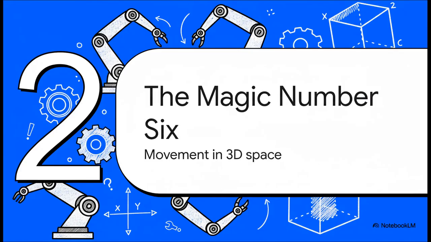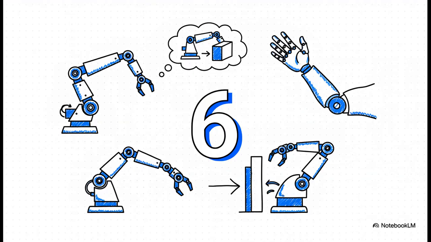And all this leads us to the magic number 6. This is the absolute maximum possible freedom for any single solid object moving through the 3D world we all live in. So 6. Why is it always 6? Where does this magic number even come from?